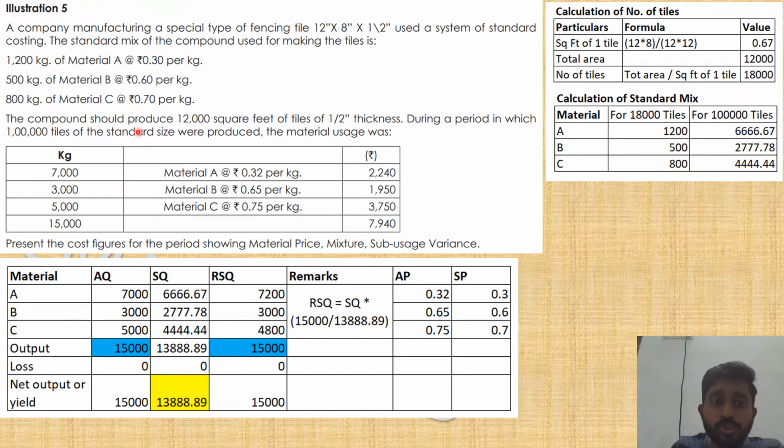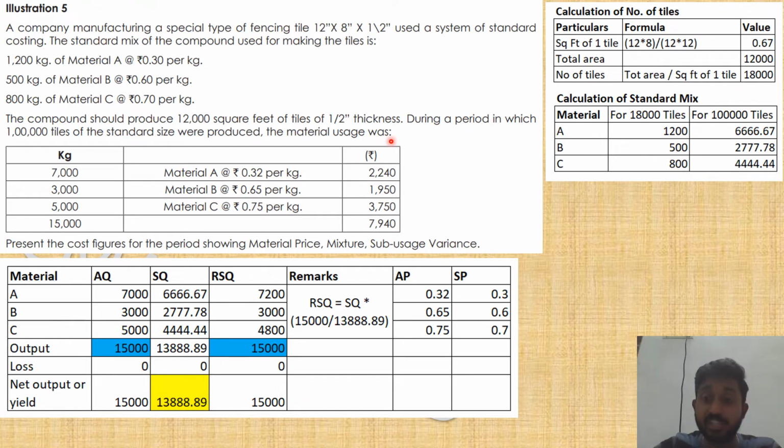The above compound should produce 12,000 square feet of tiles of half-inch thickness. So half-inch thickness tiles we are making. 12,000 square feet of tiles should be produced from this mixture given here. During the period, 1 lakh tiles of the standard size were produced. So the actual quantity that is produced is 1 lakh tiles of standard size.